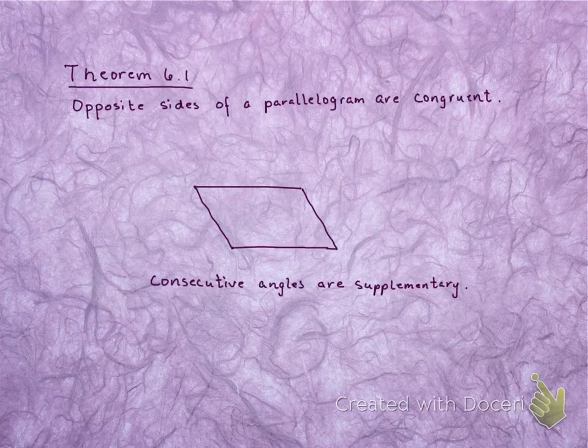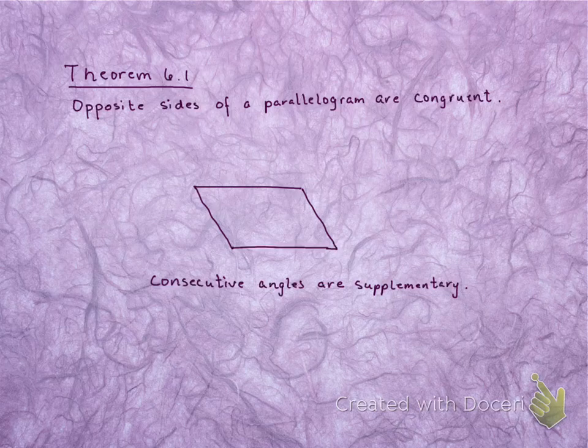Okay, today we're in 6.2, Properties of Parallelograms, on page 312. The things that we're going to be studying about parallelograms are their sides, their angles, and their diagonals. So first thing we start with are the sides.